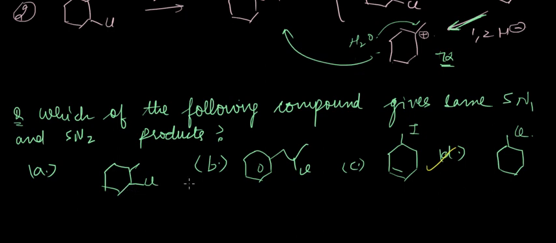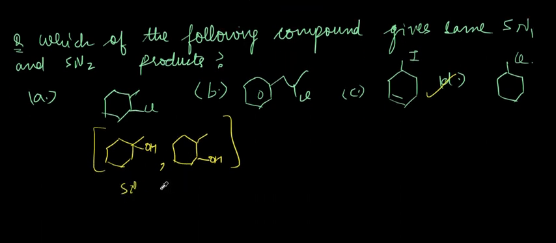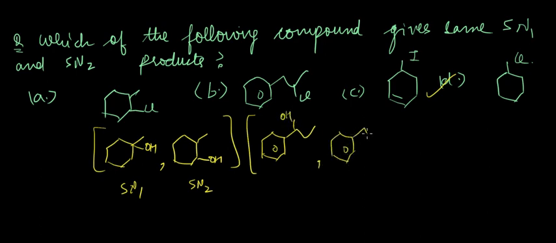Why? Because in this case the major product formed from SN1 would be something like this, and from SN2 it would be something like this. From this, the major product for SN1 would be this, and for SN2 would be this. I hope you all are following this. This is for A, this is for B.